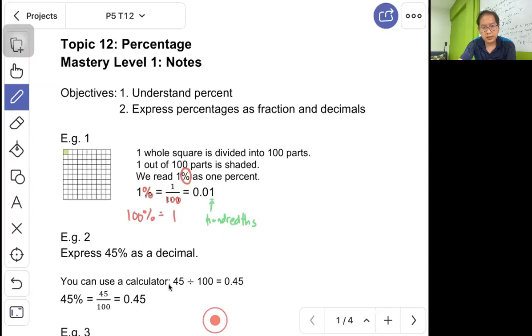a calculator, press 45 divided by 100. That will give you 0.45. If there's no calculator, simply change to fraction, that's 45 out of 100. So we know that it's 0.45 in your 100 place.